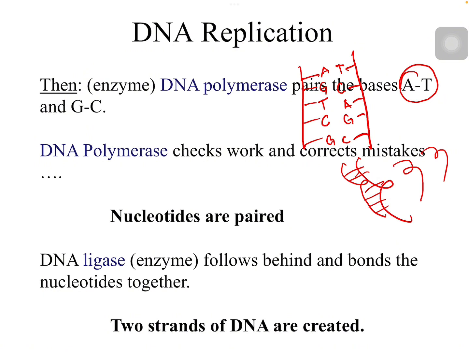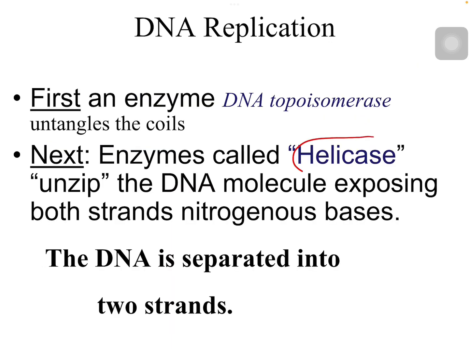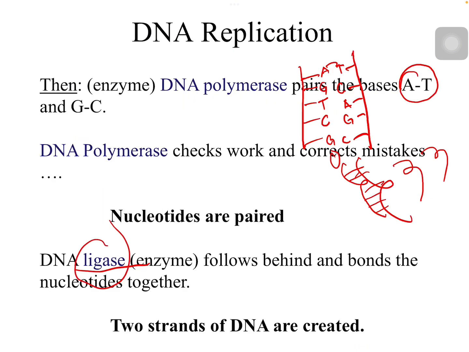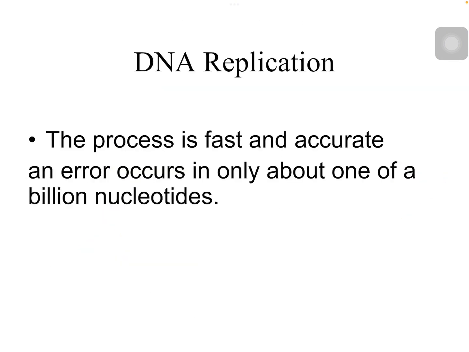After it replicates and bonding occurs, next is DNA ligase, which follows behind to bond the nucleotides together. Meaning, if helicase unzips and separates, ligase attaches. Is that clear? The process of DNA replication is fast and accurate. An error occurs in only about 1 in a billion nucleotides.